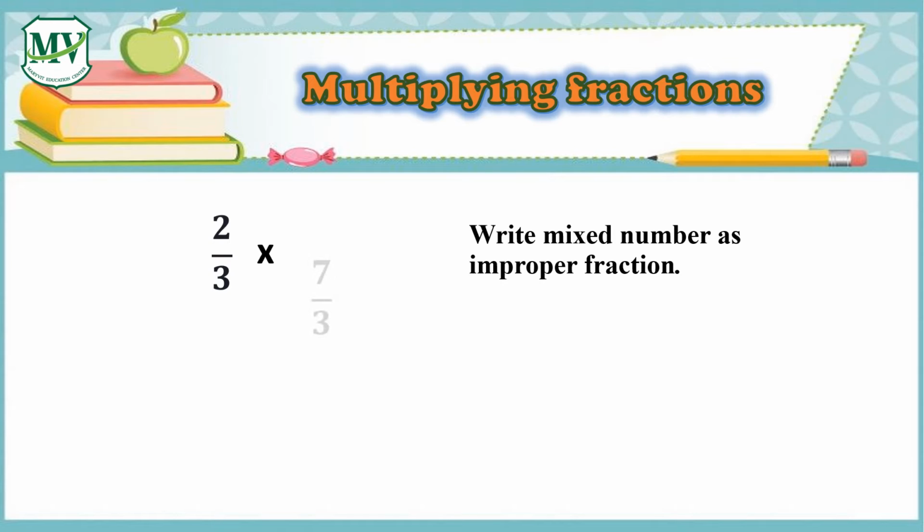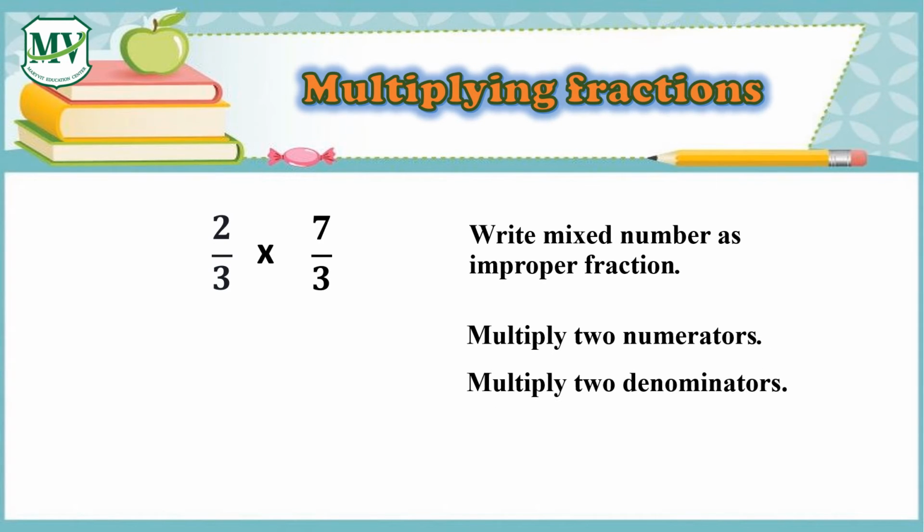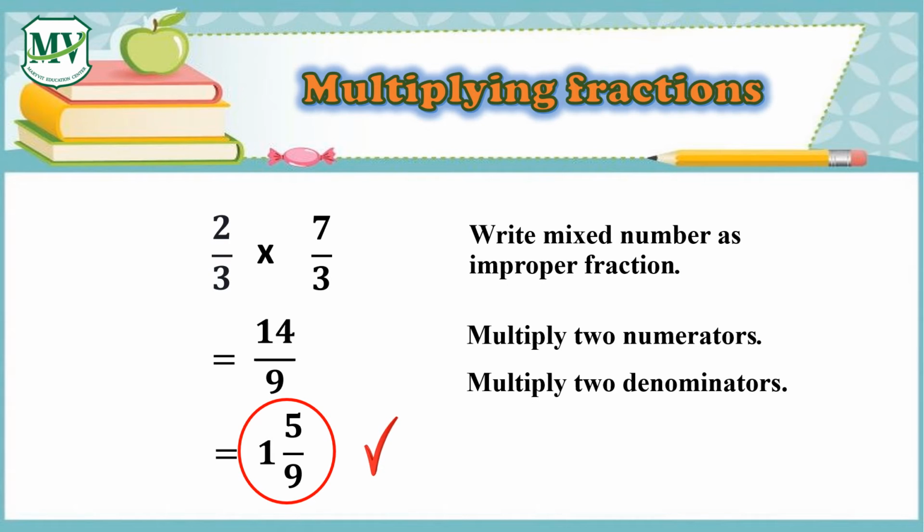Excellent! We have 7 over 3. The next step is to multiply the two numerators and multiply the two denominators, and we get 14 over 9. Since 14 over 9 can be simplified further, what do you think is our final answer? Great thinking! We have 1 and 5 over 9. So this is our final answer. Do you want to learn more?